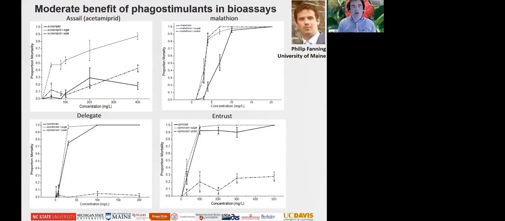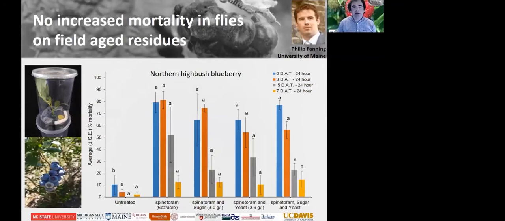The real big take home here is the feeding stimulants did work pretty well in lab bioassays. Acetamiprid with yeast was probably the one we saw the greatest success in. Malathion as well showed some improvement. Interestingly, in the spinosyns we didn't see a big effect, but we did notice that when we added yeast in with spinosyns, it actually negatively impacted their efficacy.